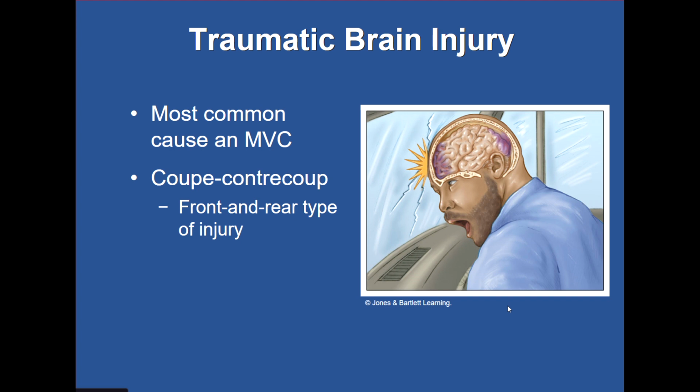So we could also have this with lateral impacts. And instead of it being the front and back of the brain that gets bruised, the sides of the brain get bruised if there's a lateral impact and the head moves to the side, towards the shoulder, versus front and back.